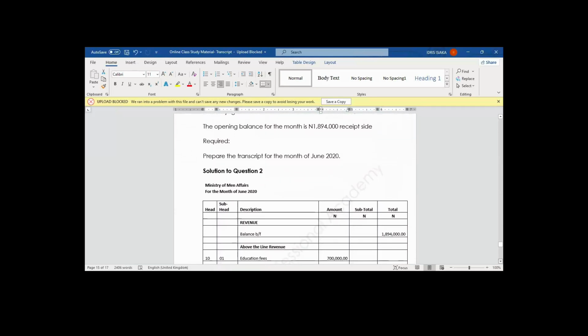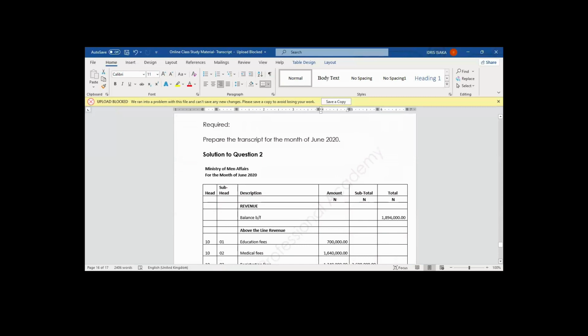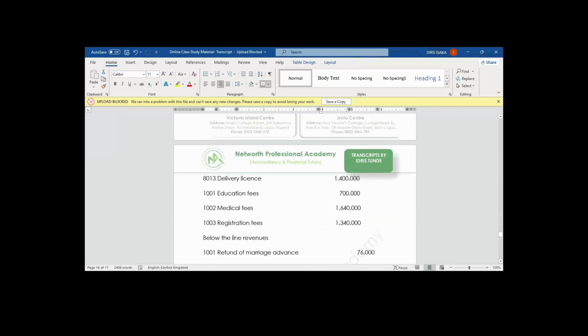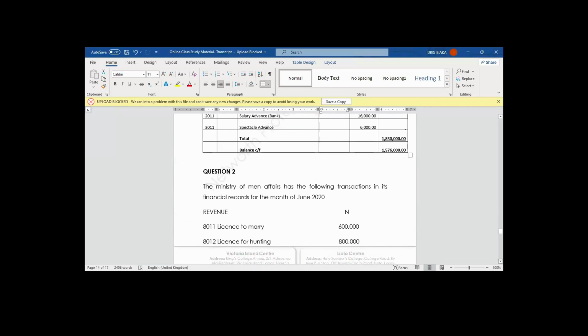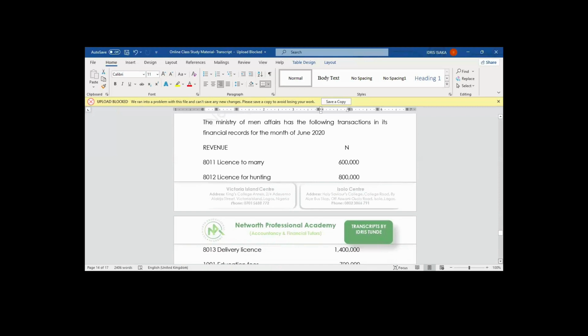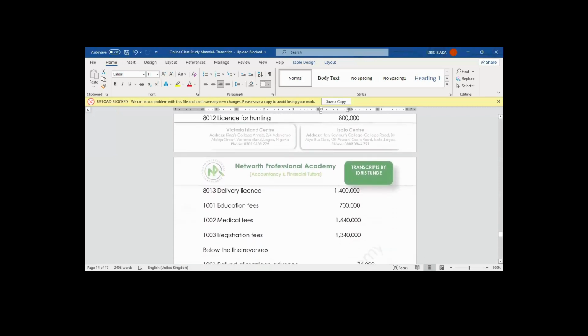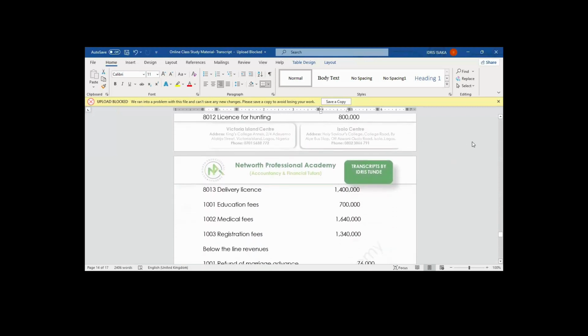Ministry of Main Affairs, transcript for the month of June 2020. You have head, sub-head, description, amount, subtotal, and total. When you go to the revenue, the first revenue that was given to us, even without mentioning them, they are above the line revenue. Because after that one, they now give us the below the line revenue.